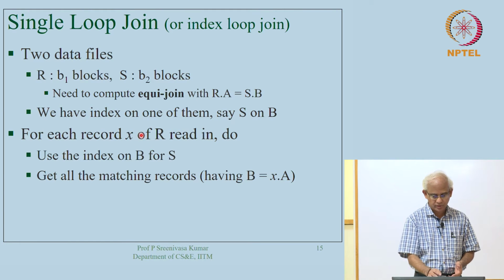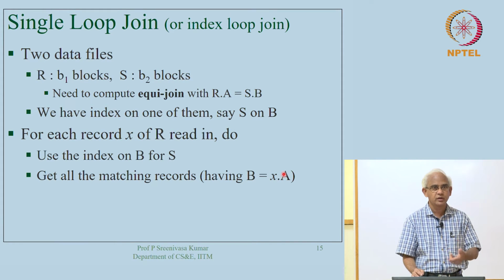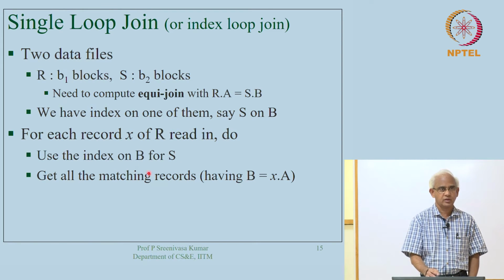So, X dot A you can pick up from the record that you have read in. That is the value that matches. If a record in S has exactly this value, then it will produce a result for the equijoin. So, now you can use this value, consult the index, get hold of all the records that have the specific value in the S file and then produce the join. This way we are able to avoid looping over S.